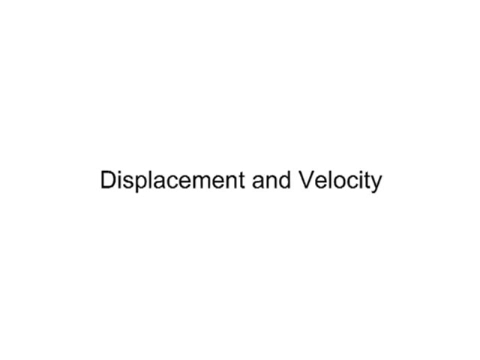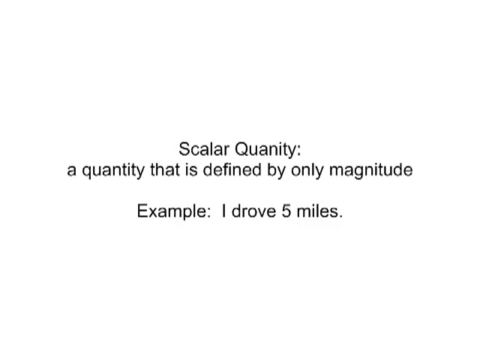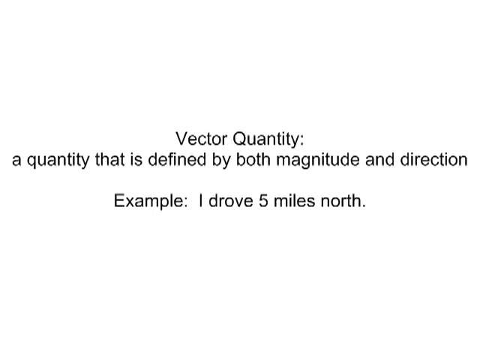This video will investigate displacement and velocity. First, we need to understand the difference between a scalar and a vector. A scalar is a quantity that has only magnitude. For example, I drove 5 miles. 5 miles is a magnitude of the distance I traveled.